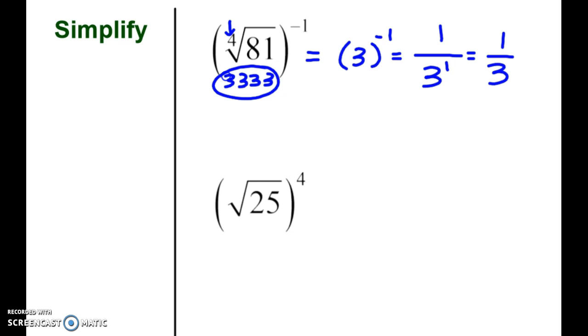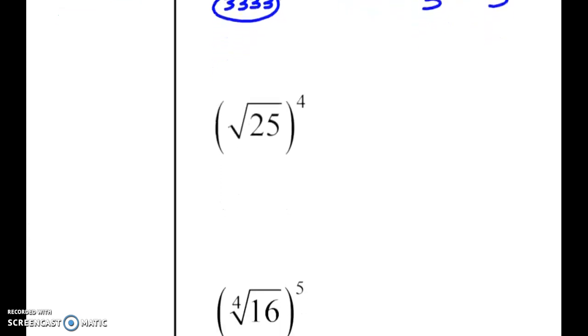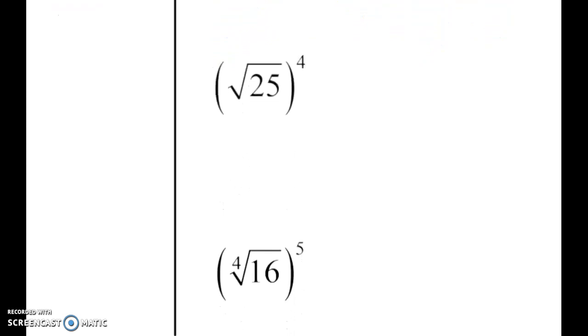Okay, well if I have the square root of 25 to the fourth power, what that means is I need to first figure out the square root of 25, which I know to be 5. So now I have 5 to the fourth power, which is 5 times 5 times 5 times 5, 625.